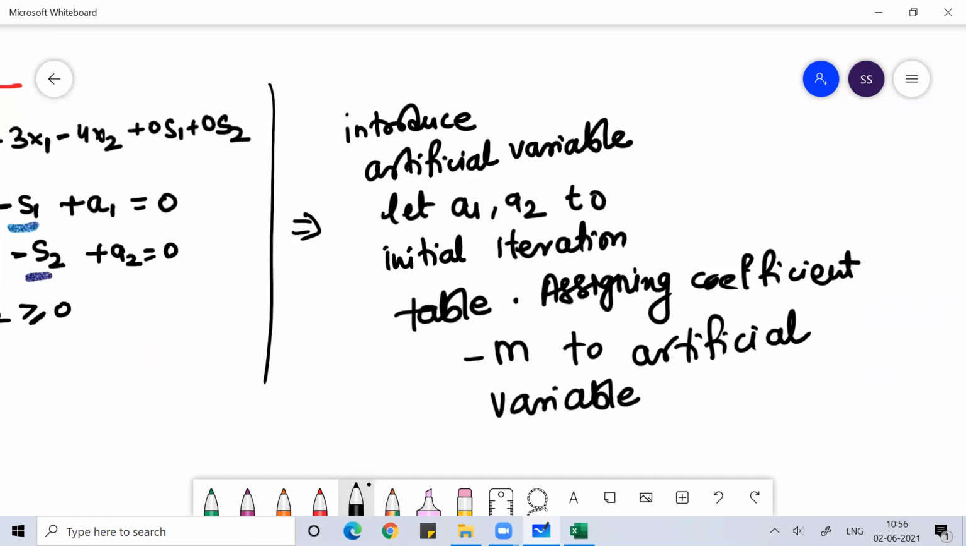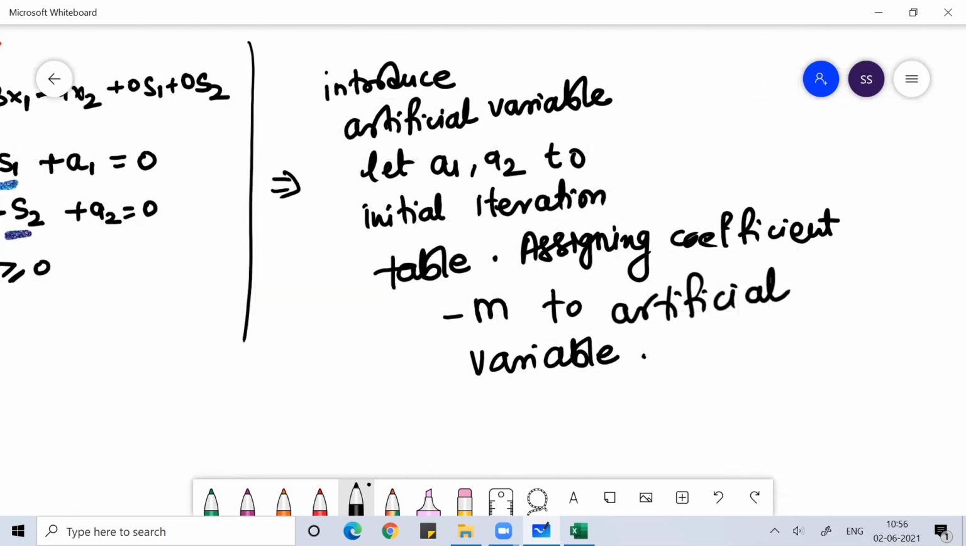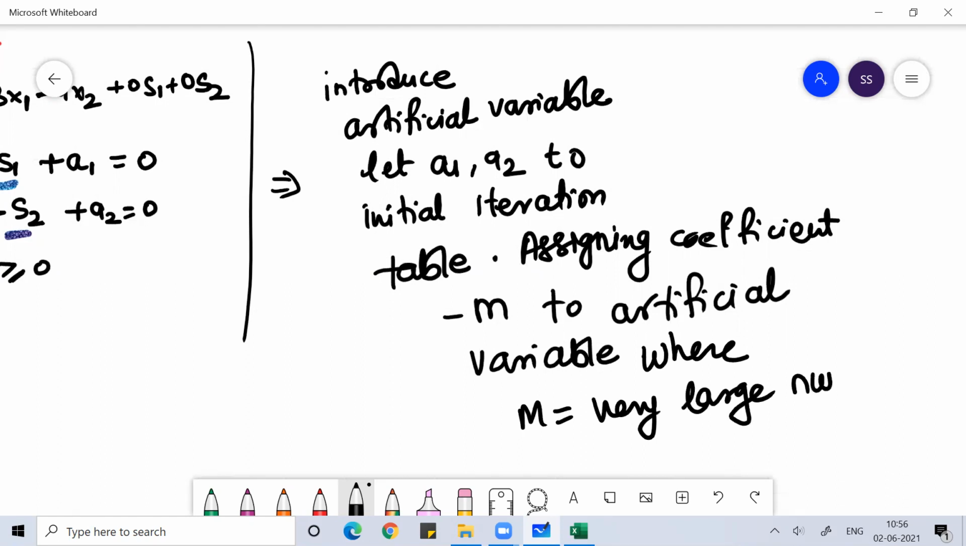Okay, what is the reason why minus M, sir? What is minus M, first of all? Why do you introduce this value minus M to the artificial variable? First, let's understand what M is. M is a very large number, close to infinity. It's not infinity, but it's very close to infinity.